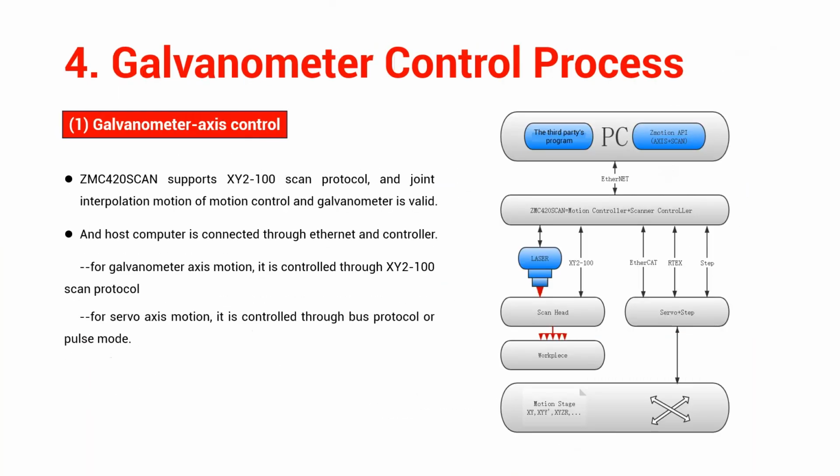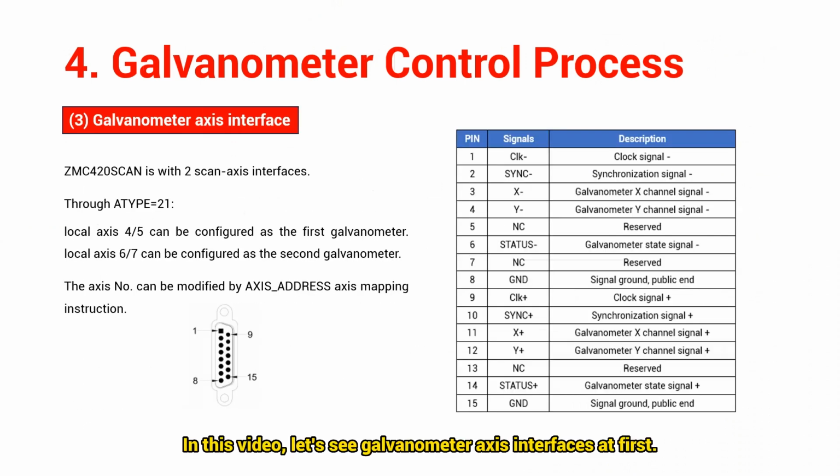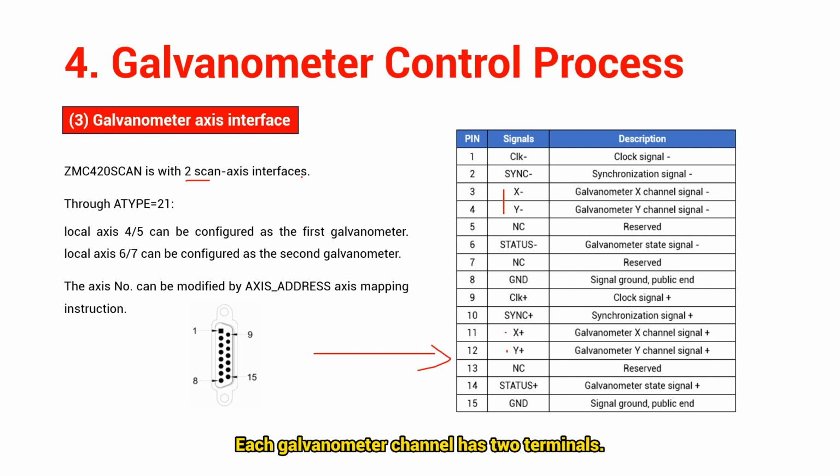Let's continue our laser galvanometer motion controller learning. In this video, let's see galvanometer axis interfaces at first. This shows 15 terminals, and the right describes each terminal's meaning. Each galvanometer channel has 2 terminals.